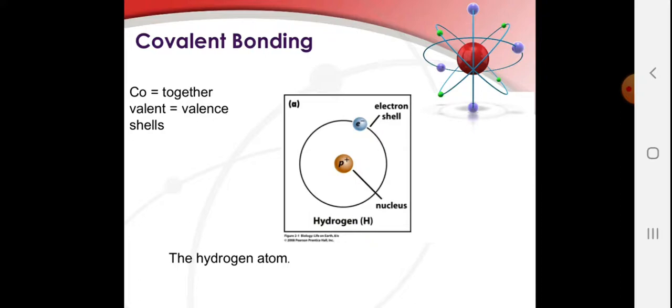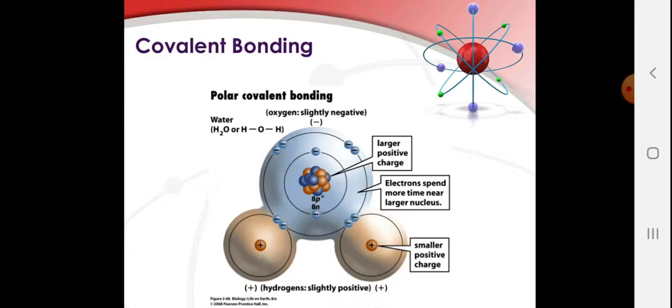Covalent bonding. When two elements or molecules combine together with the sharing of electrons, it is called covalent bonding. Here an example is given of hydrogen and oxygen. So water, 2 atoms of hydrogen combine with 1 atom of oxygen with electron sharing, forming covalent bonding. You can see polar covalent bonding. So that is H2O, 2 hydrogens are bonded together with 1 oxygen. That is the sharing of an electron.